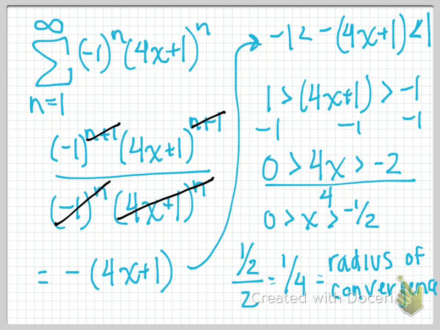We then put -1 times 4x plus 1 between the bounds of -1 and 1, and once we cancel out the -1 in the middle, we have 1 is greater than 4x plus 1, which is greater than -1. Subtract 1 from both sides, we're left with 0 is greater than 4x, which is greater than -2. Then we divide by 4 to leave x alone, and we have 0 is greater than x, which is greater than -1/2. Since the distance between 0 and -1/2 is 1/2, we divide 1/2 by 2 to get 1/4, which is the radius of convergence for this series.